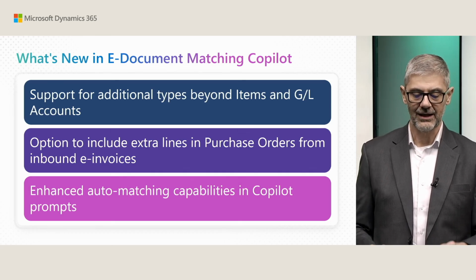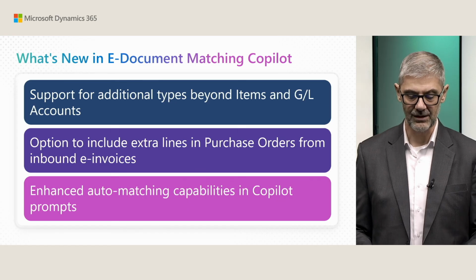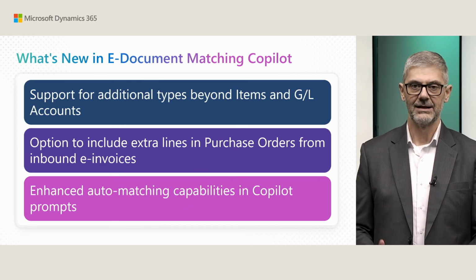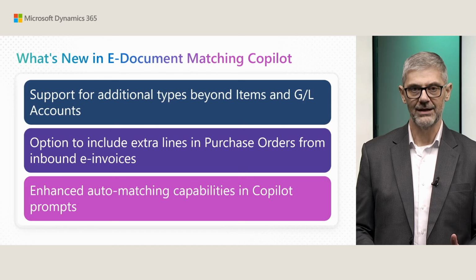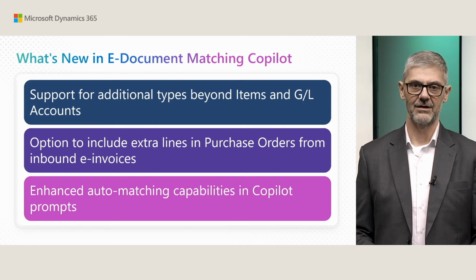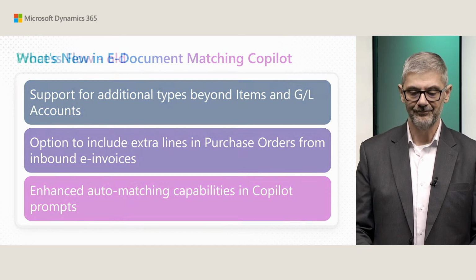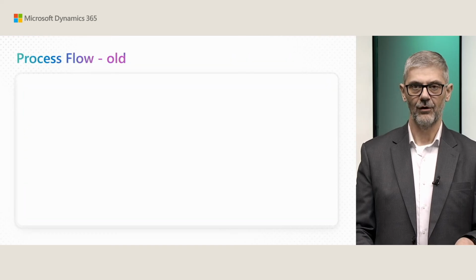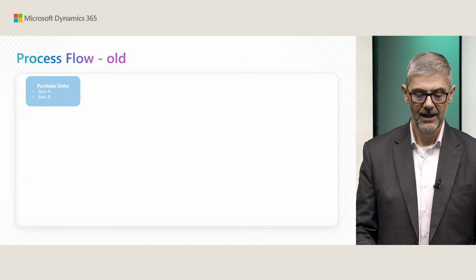And the third one is enhanced auto-matching capabilities in the Copilot prompts, adding not only 80% of similarity, but item references as well. So let's see first the process flow, how it worked earlier.